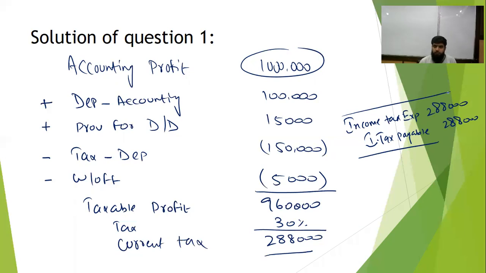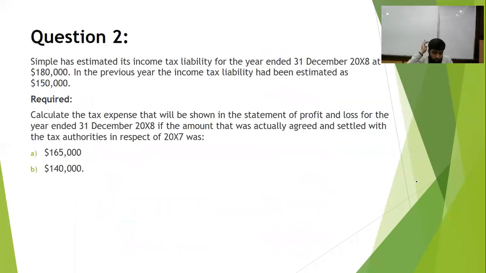So that was the treatment, the calculation we have to make to adjust the accounting profit and convert it into a taxable profit, and then we apply the tax rate. So that was the calculation of current tax. Okay. Moving on to question number 2, now we are going to learn about the prior period tax.